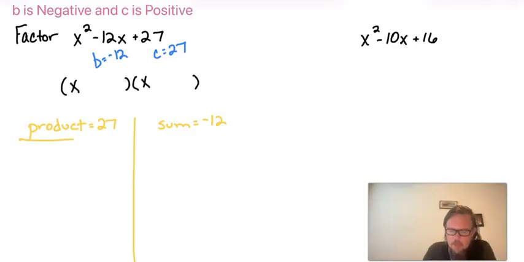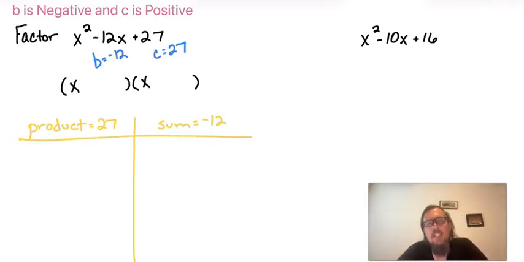And it turns out there's only one way to get a product that is positive and a sum that is negative, and that's to have two negative numbers. A negative times a negative is a positive, and a negative plus a negative is a negative. So when we're looking for our product of 27, it's going to be two negative numbers. So when I start listing out my products, I'm going to list them as two negatives, and I'm going to go ahead and do the sum while I am writing out the products, just so that whenever I find the combination that equals negative 12, I can stop.